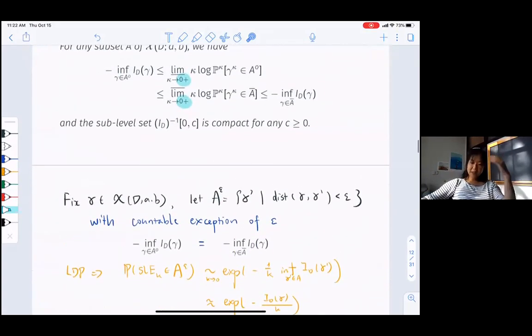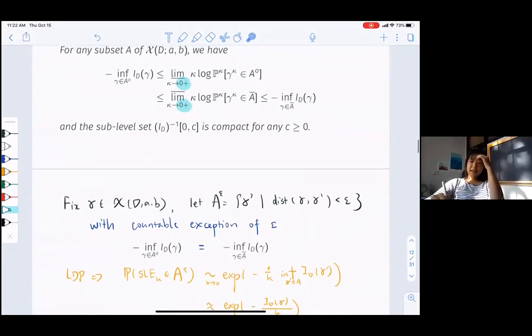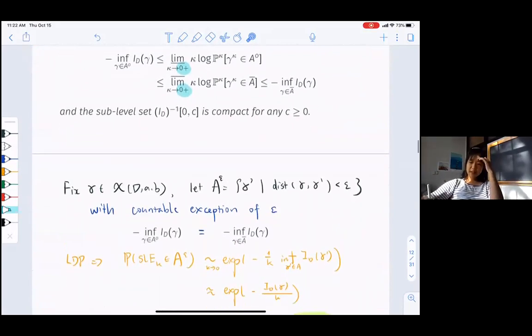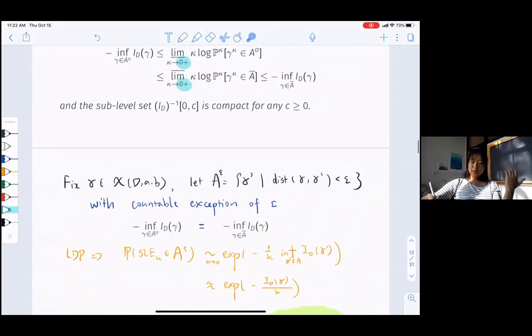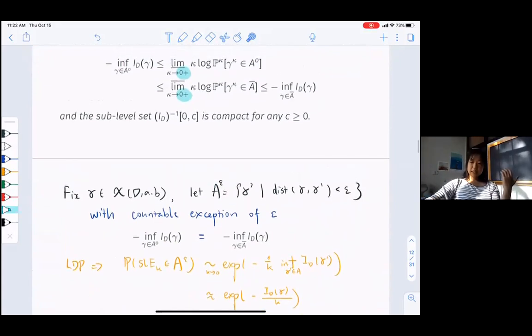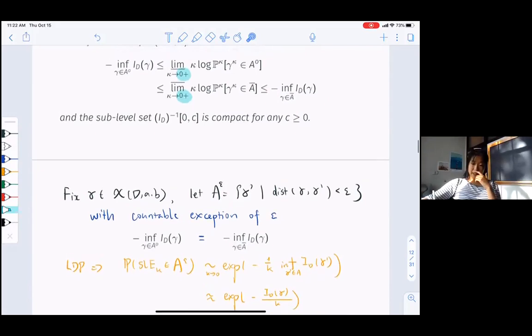And more precisely, how to think about this result. If you take a set A to be an epsilon neighborhood of gamma, so this is the collection of all the gamma prime whose Hausdorff distance to gamma is less than epsilon, you can, using some monotonicity argument, see that for all but a countable set of epsilon, this infimum will be equal to the infimum over its closure. All right, and if they're equal, then the lim inf and lim sup are just equal.